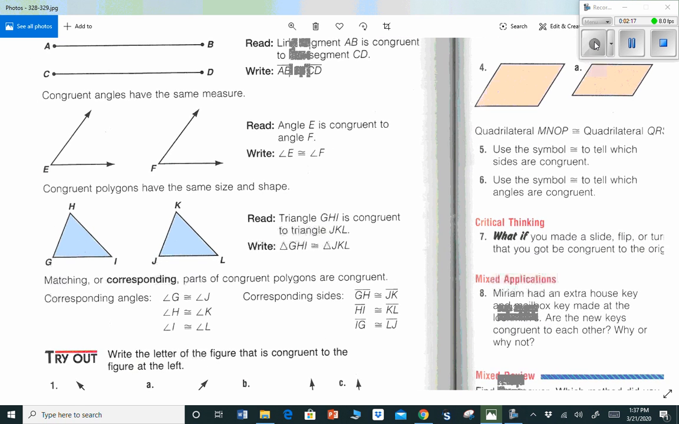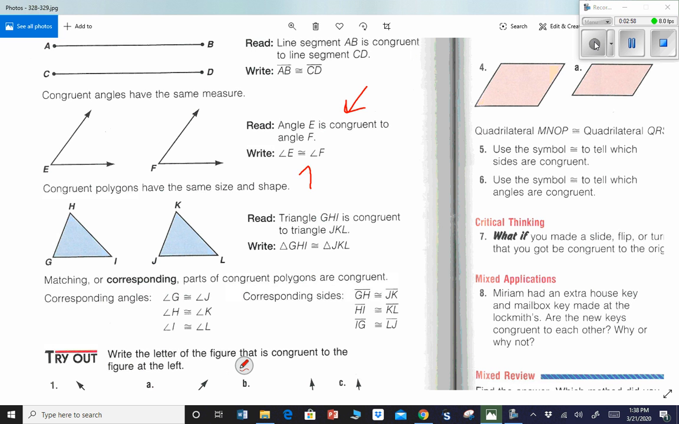Okay, so we talked about parallelograms and line segments. You can also say that angles are congruent. With the line segments up here, you could use a ruler to measure them and make sure they actually are the same length. Of course, with angles, we would measure those with a protractor. So you could use your protractor and measure to see that those actually are the same angle, or that they are congruent to each other. And it's very similar, the reading and the writing of it, very similar to what we did with the line segments. You would say angle E is congruent to angle F.